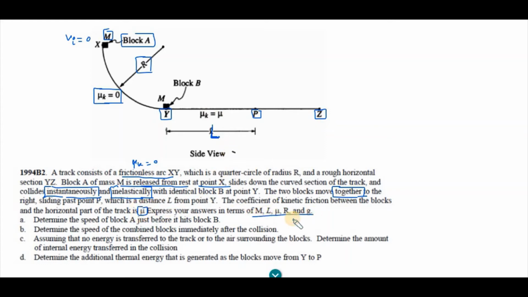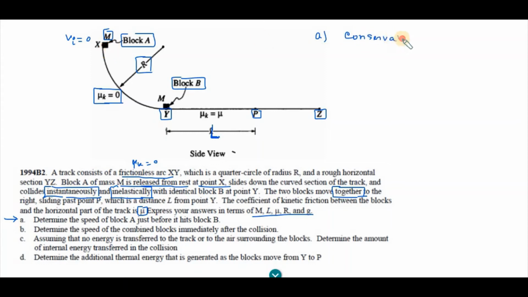Now express all the answers in terms of these given parameters. The first one: determine the speed of block A just before it hits block B. Where is block B located? Block B is located initially at position Y and block A is located at position X. So to determine the speed of block A, we can apply the conservation of energy.